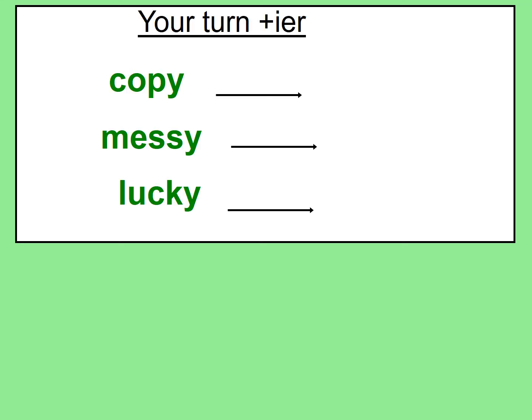Your turn again then here to change those three root verbs there of copy, messy, and lucky into words that have the er suffix on the end.